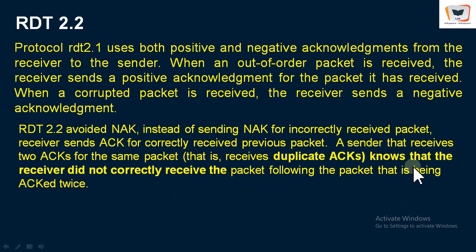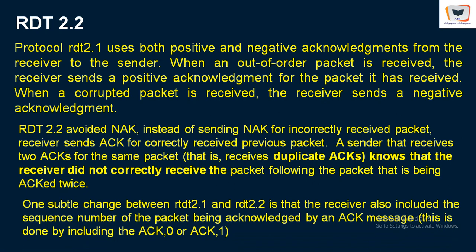So upon receiving duplicate ACKs, the sender will be able to know that the receiver did not correctly receive the packet following the packet that is being acknowledged twice. So this is a remarkable improvement as far as removal of NAK is concerned, because earlier in RDT 2.1 the channel was filled with a huge number of ACK packets and NAK packets. There was a big confusion as far as orderly sending of the packets is concerned.